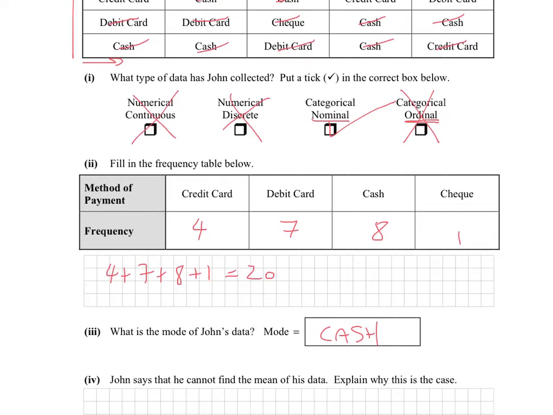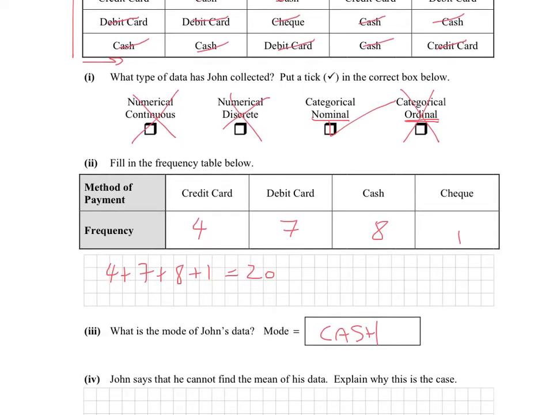And the last question that's on this page, John says he cannot find the mean of the data. Explain why this is the case. Well, he's correct, and the reason is that the mean, if you think about the way in which you calculate it, is appropriate for numerical data, where you add up all the data and divide by how many values you actually had, so it's the sum over the number. You can't add words, so you will not be able to work out the mean.